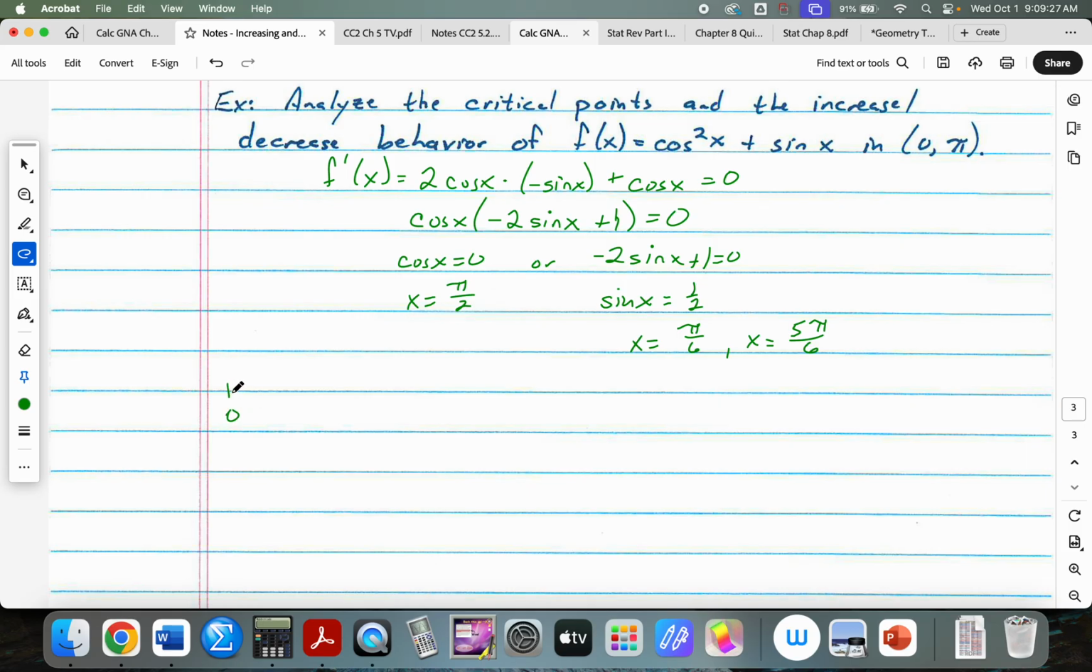All right, so we've got lots of critical points here. I'm going to make my number line a little bigger, but I'm only going to go from 0 to pi because it specifically said on the interval from 0 to pi. Then I've got a critical point at x equals pi over 6, right in the middle at pi over 2, and over here close to pi at 5 pi over 6.